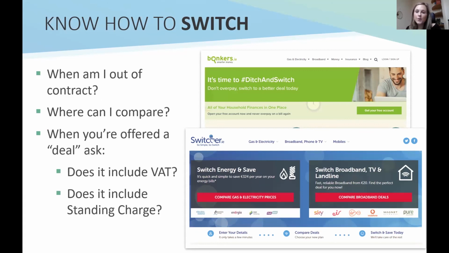You can obviously go on to the different electricity suppliers' websites and compare prices, or there are a couple of price comparison websites such as Bonkers or Switcher.ie, where you can just enter in all of your information and it's going to work out the best deal for you based on what you're looking for. I will stress though that when you are offered a deal, make sure to see if VAT and the standing charge are included, because if they're not, it might work out more expensive than you think.